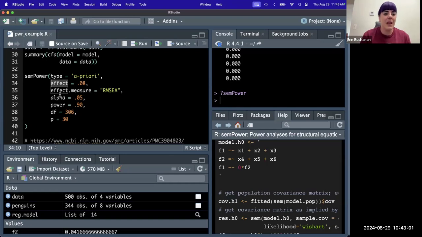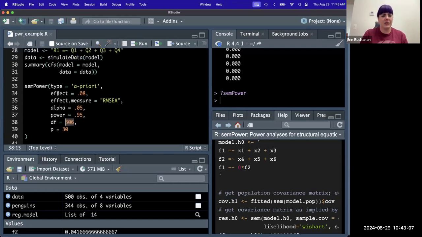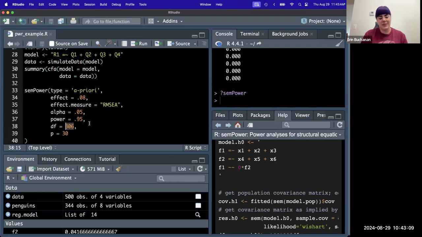And then I can set my alpha and my power here. I'll change this to 0.95. Degrees of freedom. The reason I show you a quick way to simulate is it's hard to maybe mentally calculate this number. So let's say the degrees of freedom is 2. P here is the number of parameters.